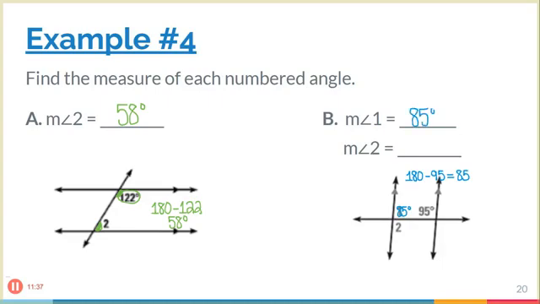I have two ways to look at angle 2, but I think the easiest way is to look at the 95-degree angle and angle 2. Those are alternate interior angles, and we know alternate interior angles are congruent, so angle 2 is also 95 degrees.